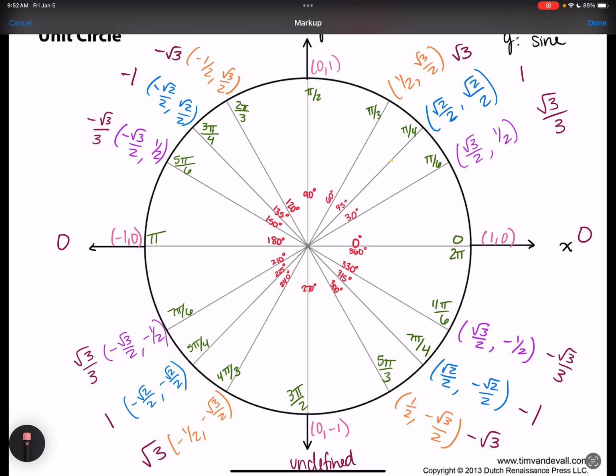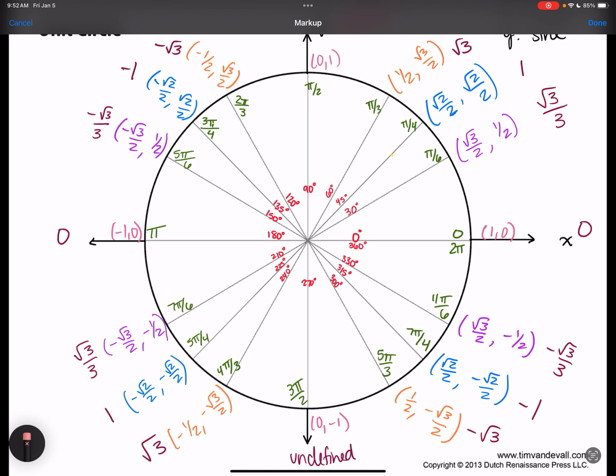I'm going to show you a little trick with your hand to memorize this, in case you are more of a visual learner and you'd like something to think about with this.